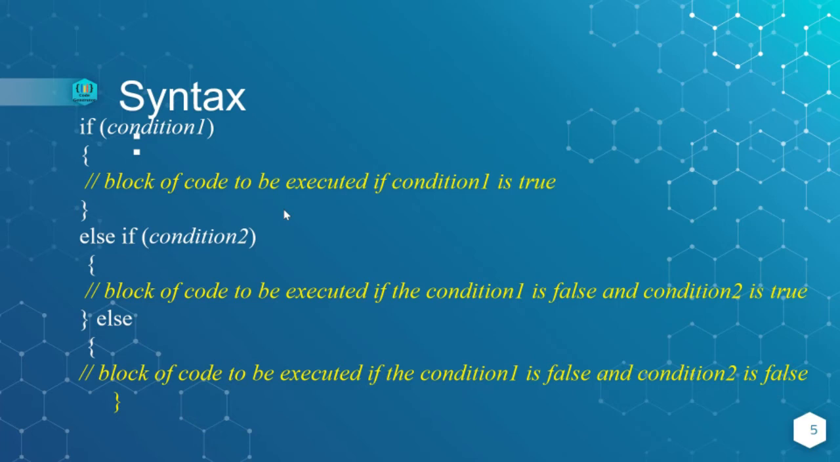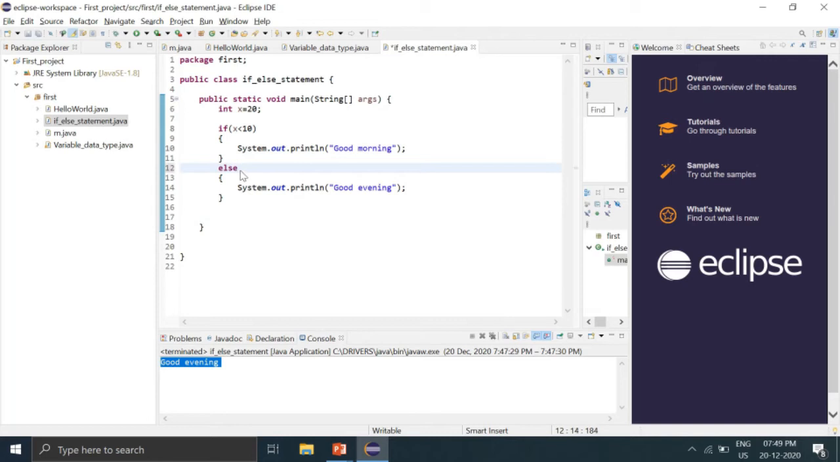According to the syntax, in the first if, we can write the condition and the block of code to be executed if condition 1 is true. In the else if, we can write a second condition and the block of code to be executed if condition 1 is false and condition 2 is true. And what if condition 1 and condition 2 both are false? Then it will jump to the else block, where the block of code is executed if condition 1 is false and condition 2 is also false.